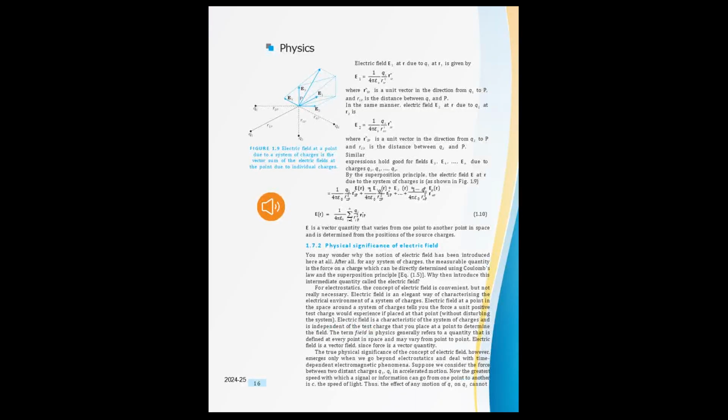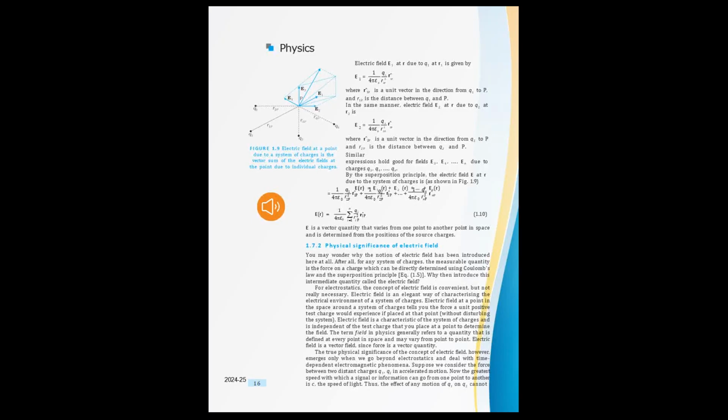Electric field E1 at r due to q1 at r1 is given by E1 equal to 1 by 4 pi epsilon naught, q1 by r1p square, r1p cap, where r1p cap is a unit vector in the direction from q1 to P and r1p is the distance between q1 and P. In the same manner, electric field E2 at r due to q2 at r2 is E2 equal to 1 by 4 pi epsilon naught, q2 by r2p square, into r2p cap, where r2p cap is a unit vector in the direction from q2 to P and r2p is the distance between q2 and P. Similar expressions hold good for fields E3, E4, etc. up to En due to charges q3, q4, etc.